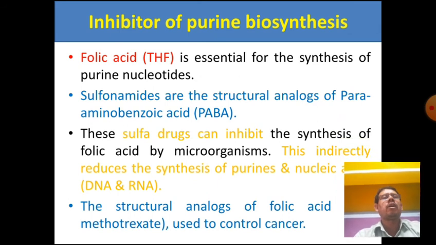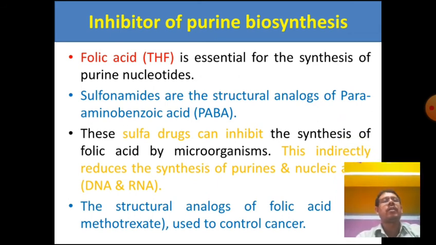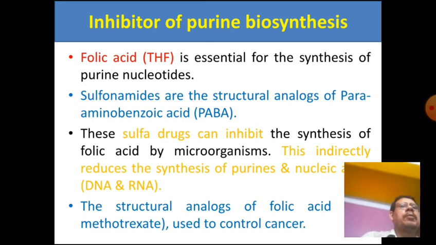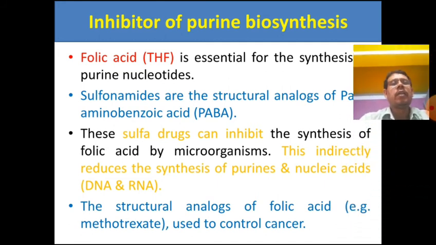For the inhibitors of purine biosynthesis, basically tetrahydrofolate, from folic acid, is essential for the synthesis of purine nucleotides. Sulfonamides are structural analogs of aminobenzoic acid, or PABA, and the sulfa drugs can inhibit the synthesis of folic acid by microorganisms. That's why sulfonamides are important antibacterial agents, inhibiting the synthesis of the purine nucleus, so bacterial growth can be inhibited. Indirectly they reduce the synthesis of purines and nucleic acids, DNA and RNA.